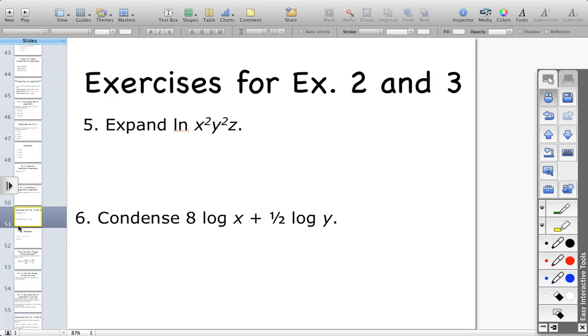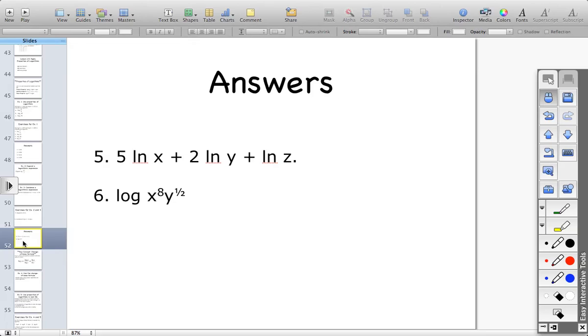So here are a couple of sample questions. Number 5, please expand the natural log function. And number 6, condense it. Put it back together again. Take a moment to pause and solve these problems, and when you're ready, press play. All right, so here are the answers to those.